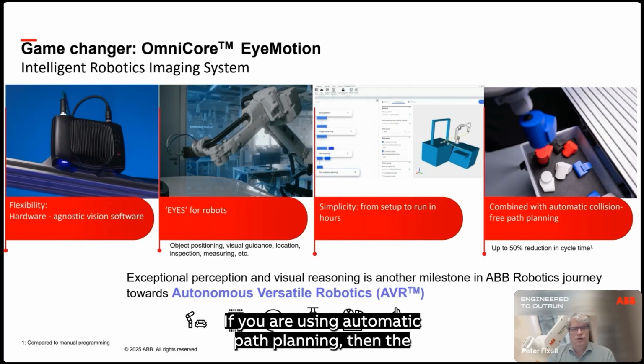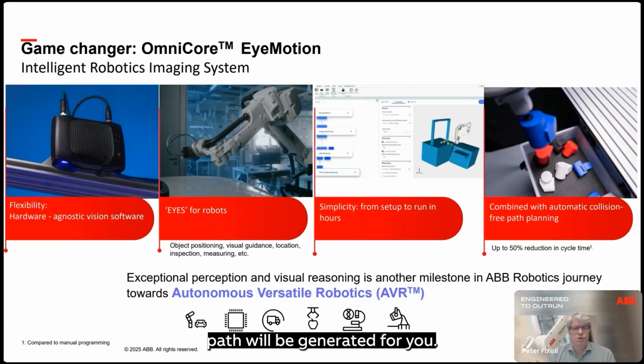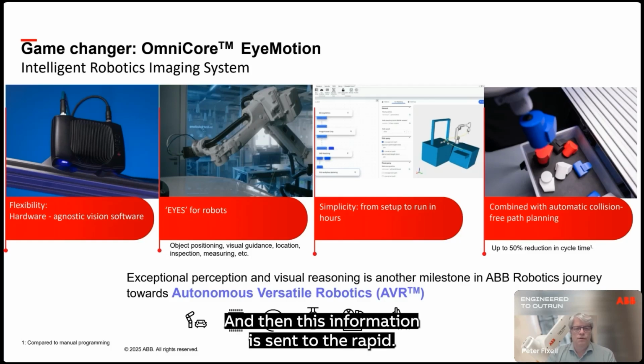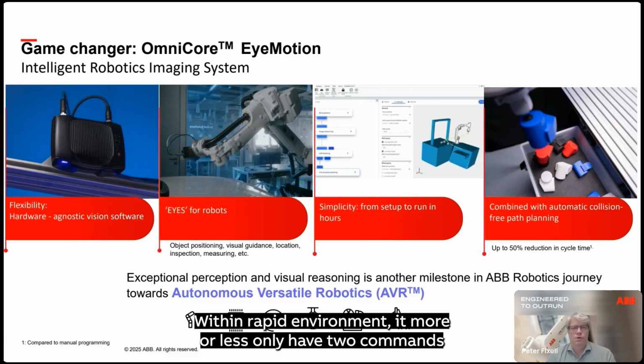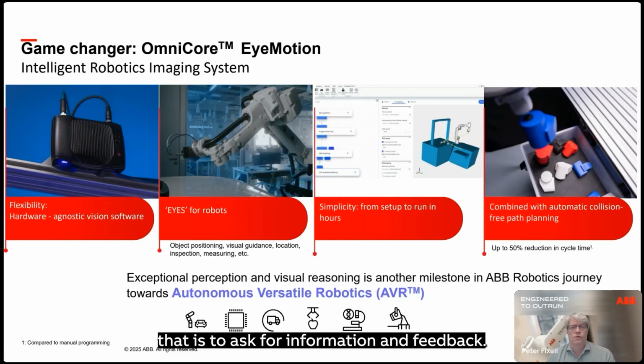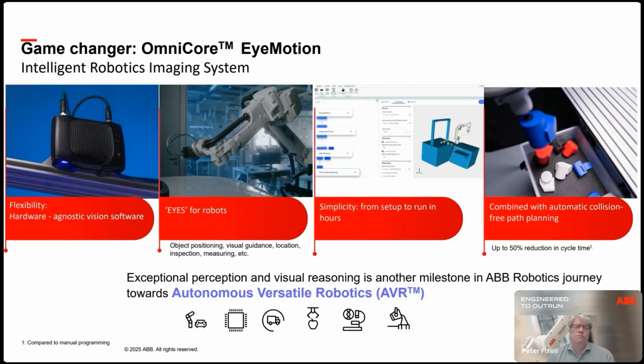If you are using automatic path planning, then the path will be generated for you. And then this information is sent to the Rapid. So it comes as a different, call it a software service. And within the Rapid environment, you more or less only have two commands. That is to ask for information and feedback, receive it, and execute on that feedback.